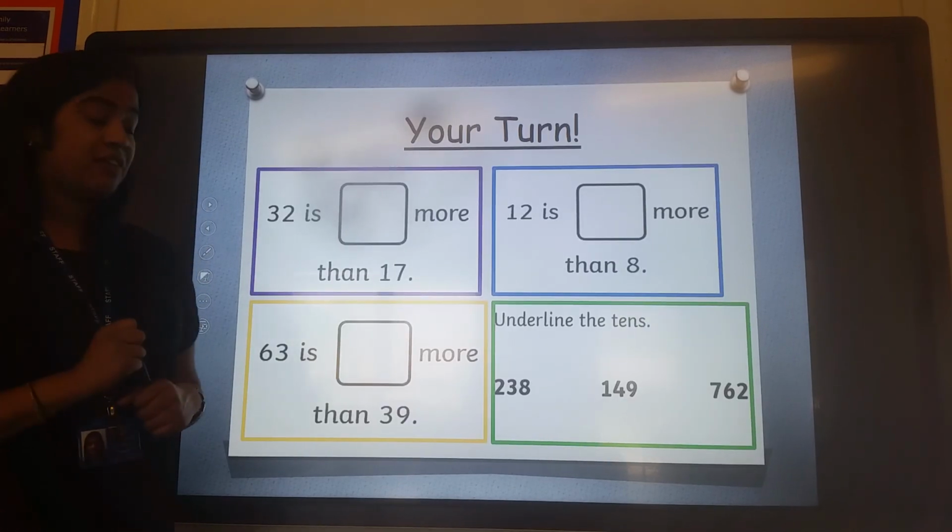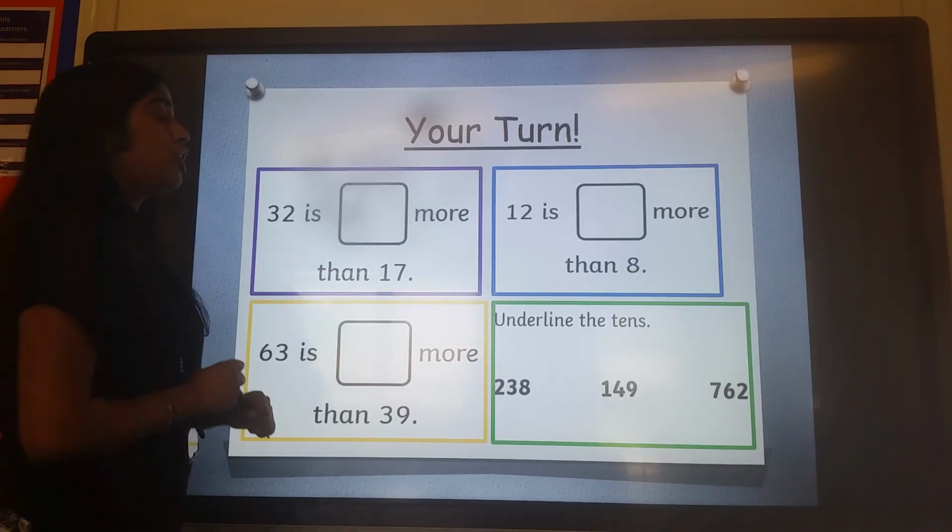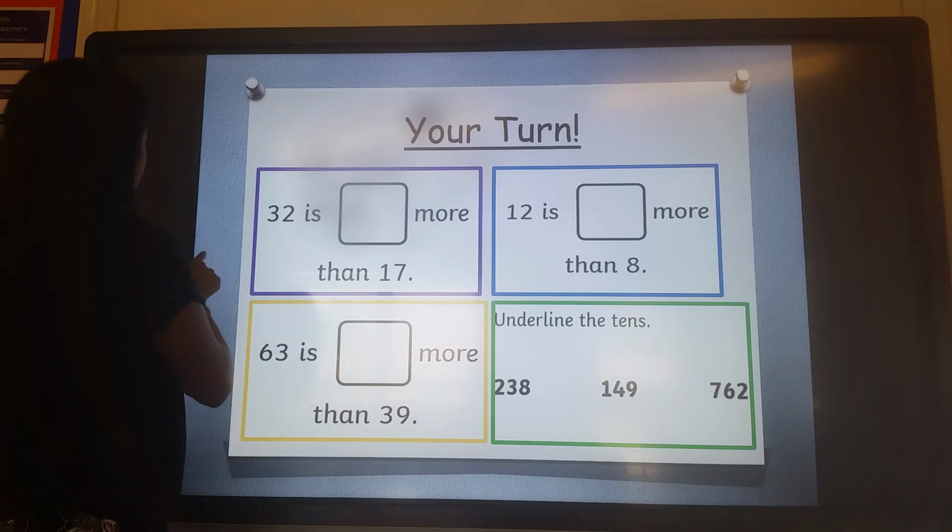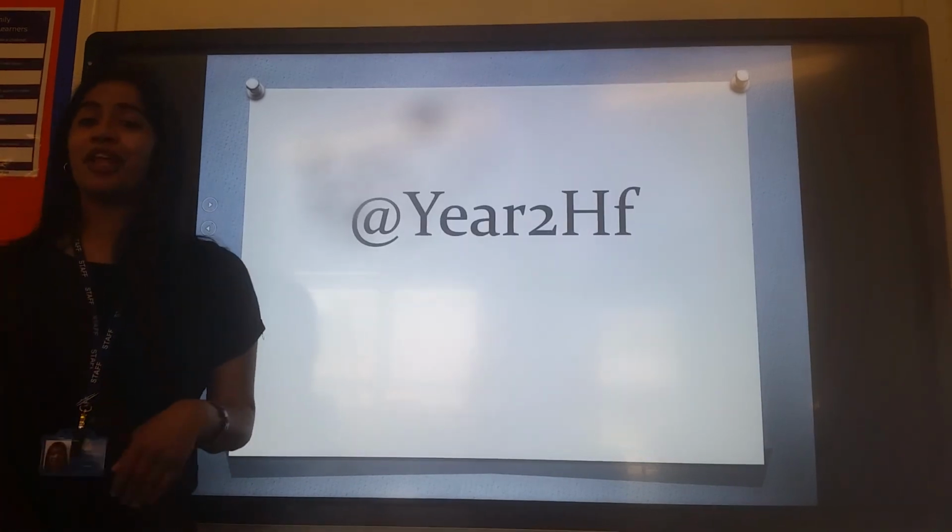I'm now going to leave you to have a go at these questions. Look at each question carefully and do not forget to share any home learning on our Year 2 Twitter page.